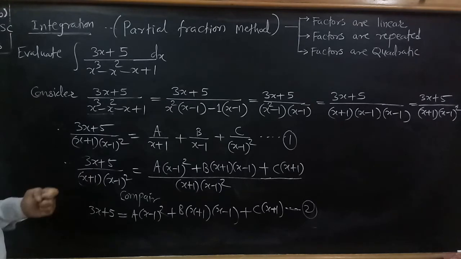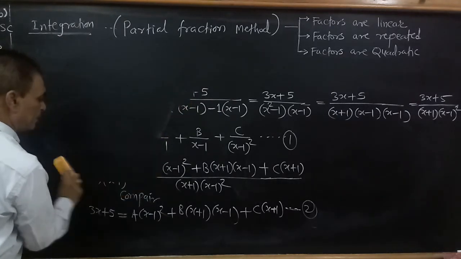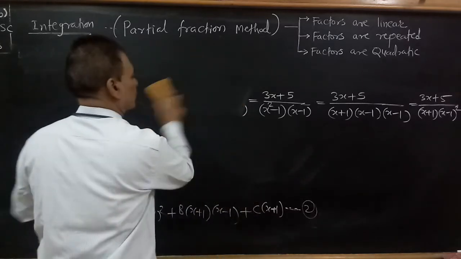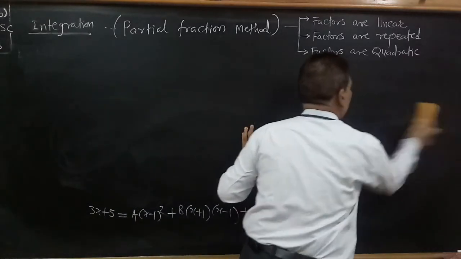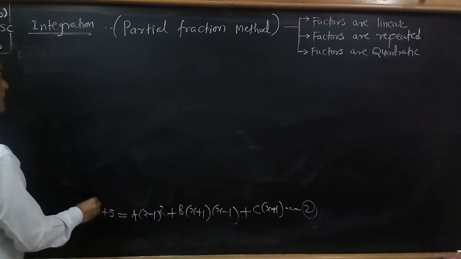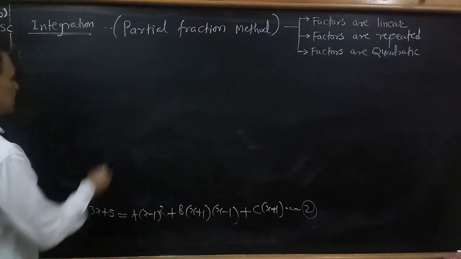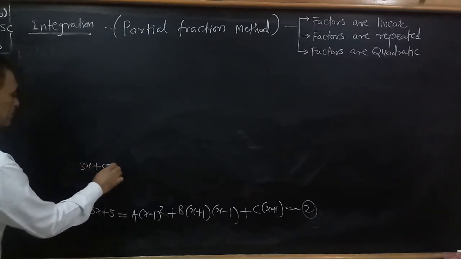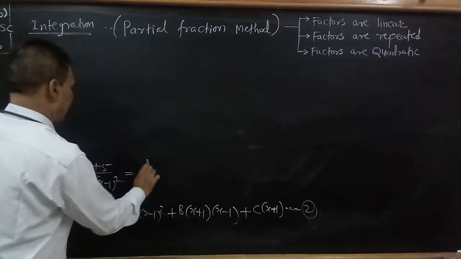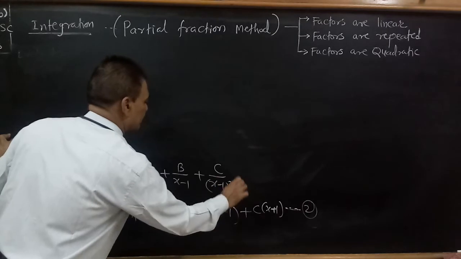Okay. Then our problem arises: how to find value of A, B, C. I erase these all parts. Okay, our equation 1 is like this. What is the equation 1 in this case? 3x plus 5 divided by x plus 1, x minus 1 whole square is nothing but a divided by x plus 1, b divided by x minus 1, and c divided by x minus 1 whole square. This is equation number 1.